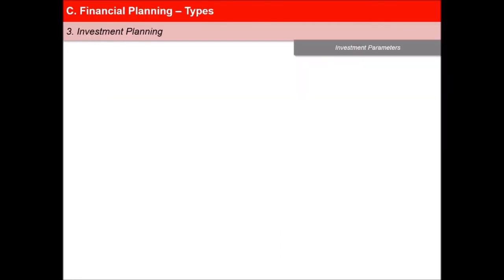Investment planning is the process of determining the most suitable investment and asset allocation strategies based on an individual's risk-taking appetite, financial goals, and the time horizon to meet those goals. Let us first define certain investment parameters. These include risk tolerance, which is a measure of how much risk someone is willing to take in purchasing an investment.